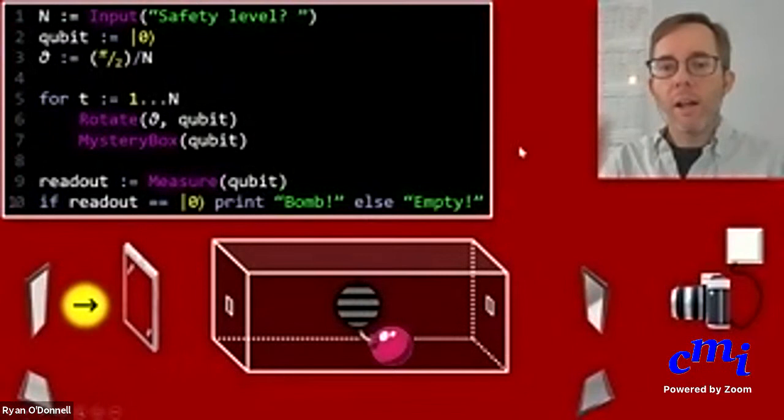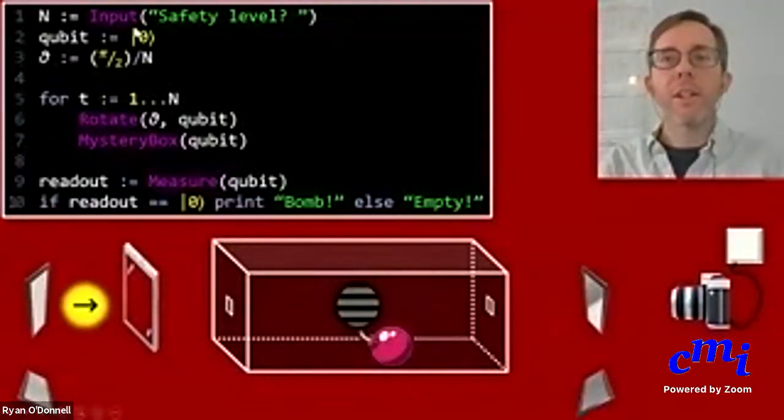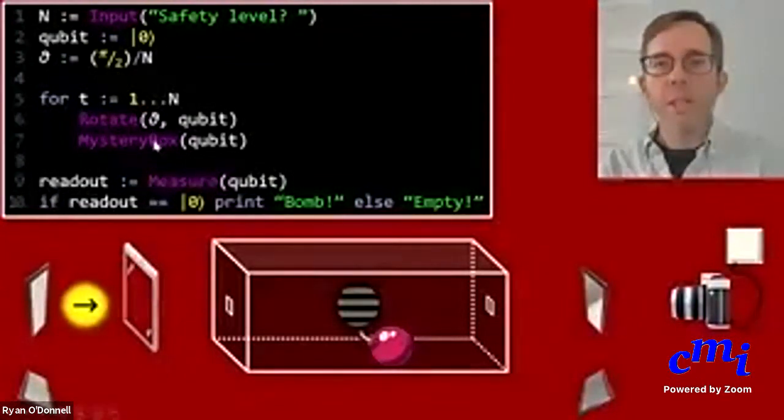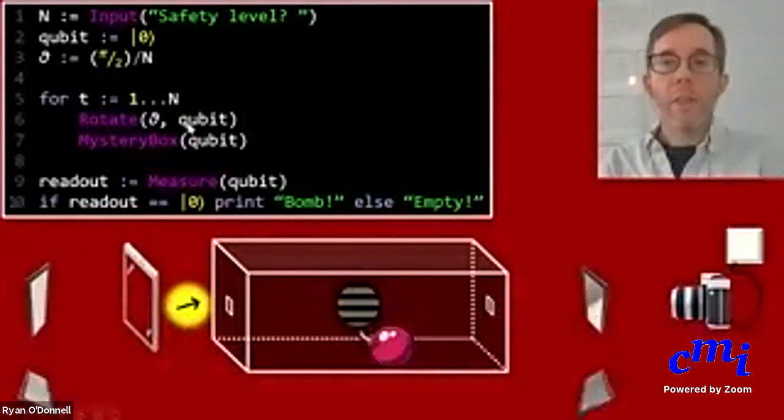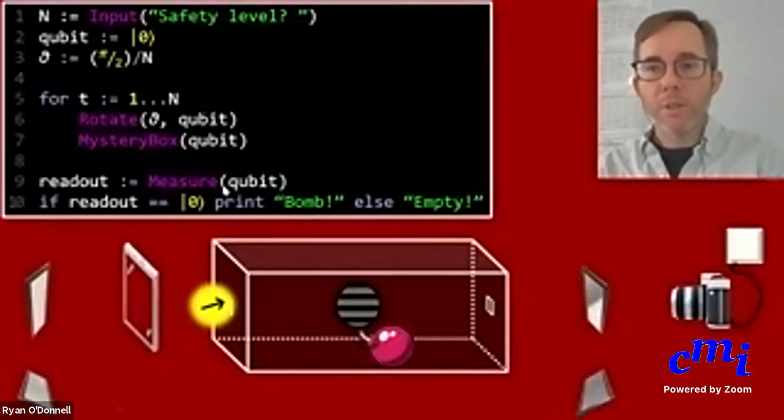So, okay, let's understand what happens if the box happens to be the one with the bomb in it. Okay, so we're going to start this algorithm again. We pick some safety level n. We initialize the qubit to horizontal. Theta is 90 degrees over n, or pi over 2n. We're going to do this loop n times. Okay, so we do the first iteration. We rotate it by theta. Now it's at angle theta. And okay, now we put it into the mystery box.